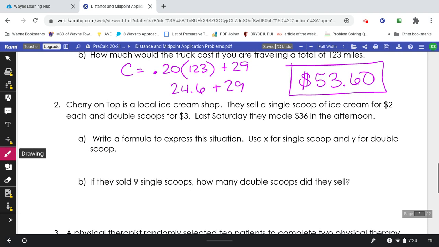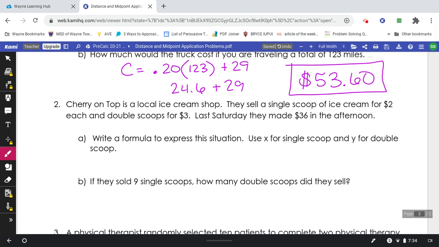All right, for the next one. Cherry on Top is a local ice cream shop. They sell a single scoop of ice cream for $2 each and double scoops for $3 each. Last Saturday, they made $36 in the afternoon. Write a formula to express this situation. Use X for single scoop and Y for double scoop.